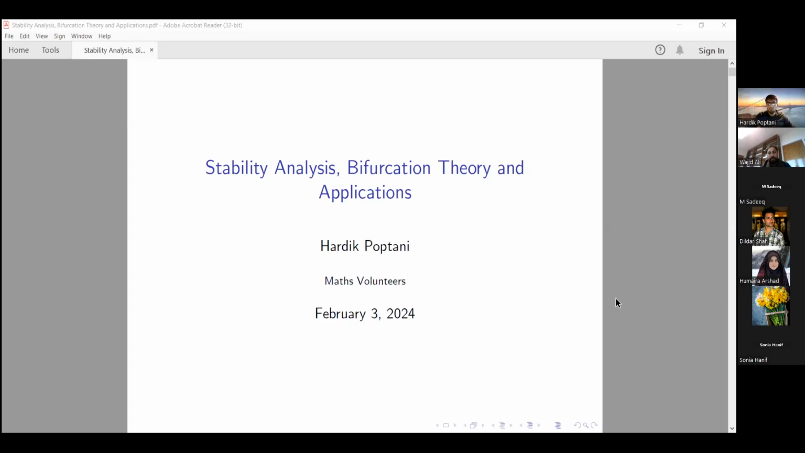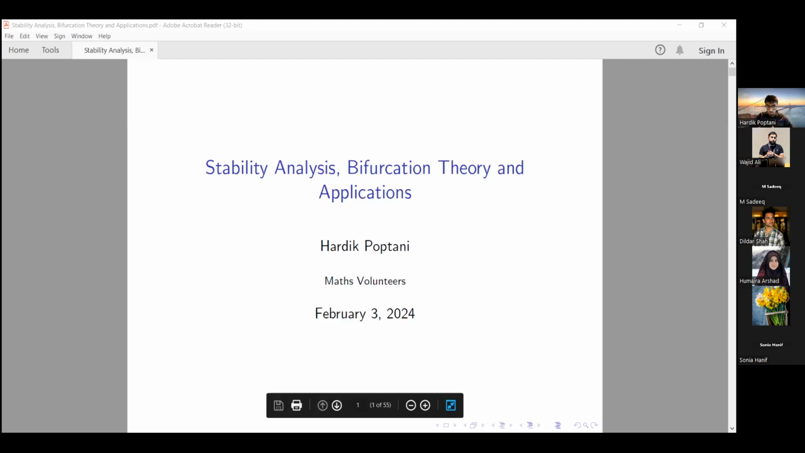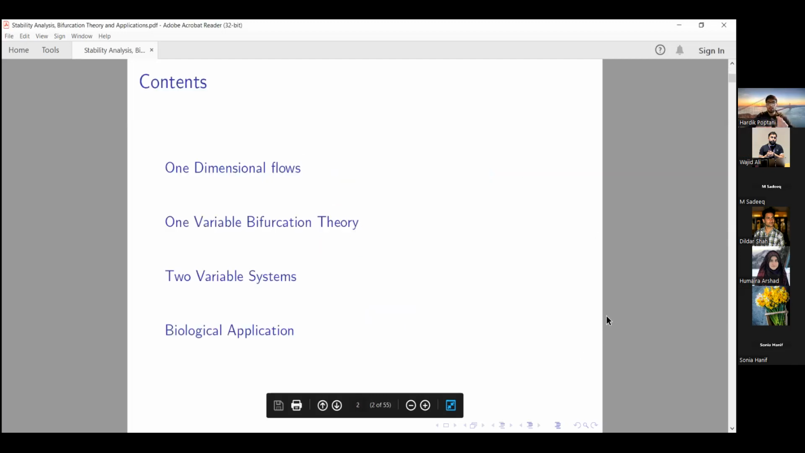So, hello everybody. As I just said earlier, my name is Hardik, and we will be talking about stability analysis, bifurcation theory, and its applications. Can you see the next slide, by the way, where it says contents?